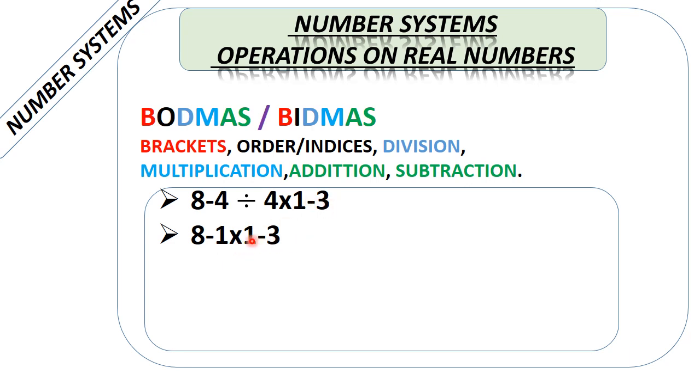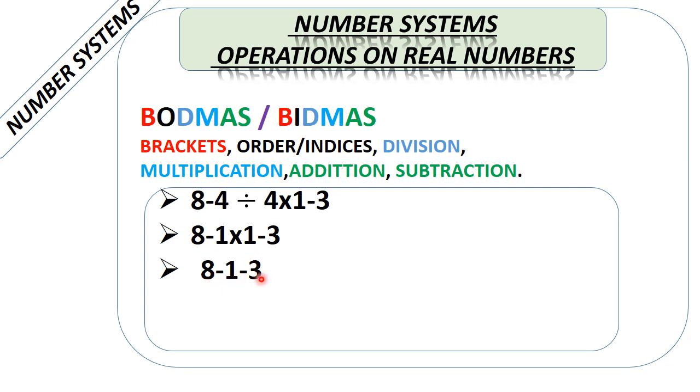So now we have subtraction, multiplication, and subtraction. Which one goes first? Multiplication. According to BODMAS, multiplication goes first before subtraction. So we're going to multiply. 1 times 1 is going to be 1. So we're going to have 8 minus 1 minus 3. So this has resulted into this. So we have 8 minus 1 minus 3.